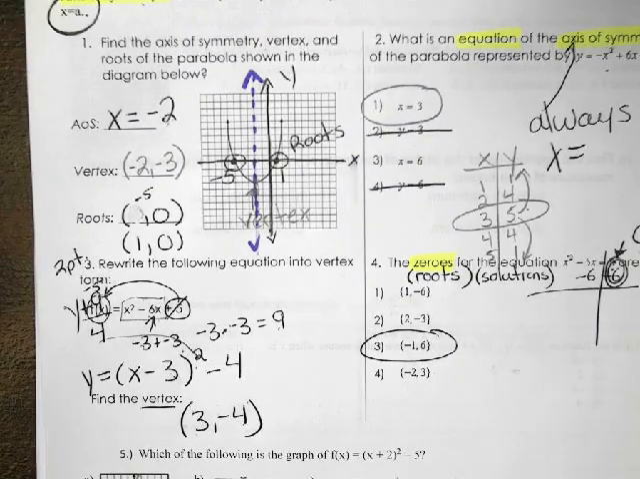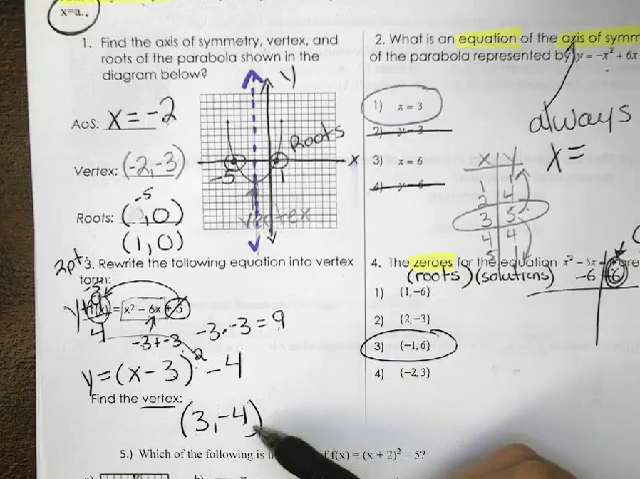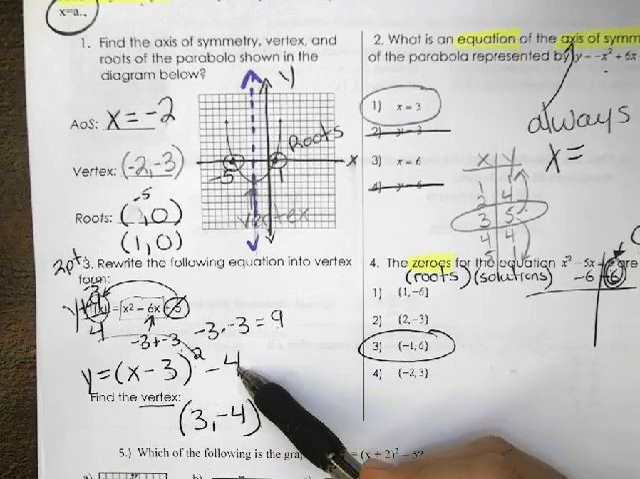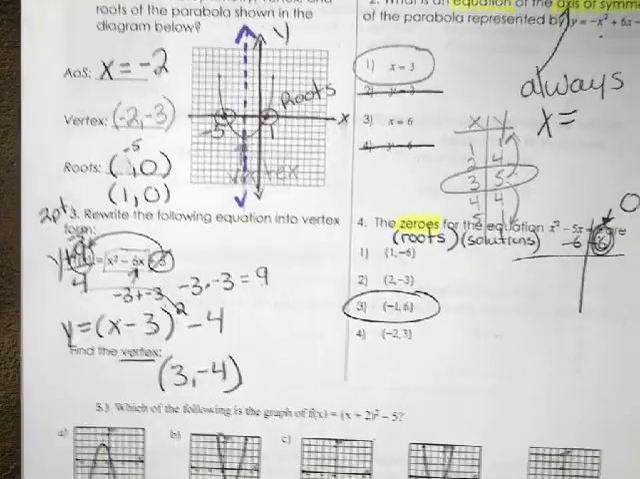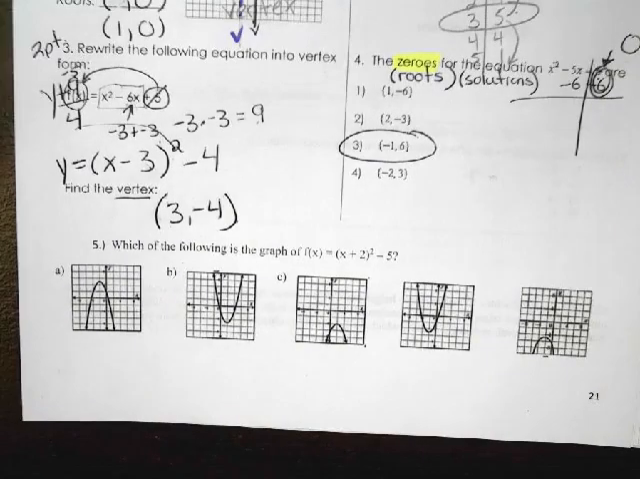All right, so that's how you would do it, but not necessarily that you need to, because you can find the vertex without the vertex form. Continuing. Number 5. This should be easy enough.